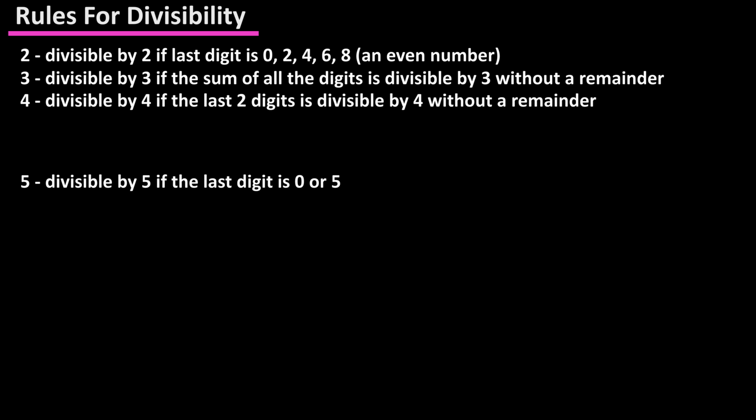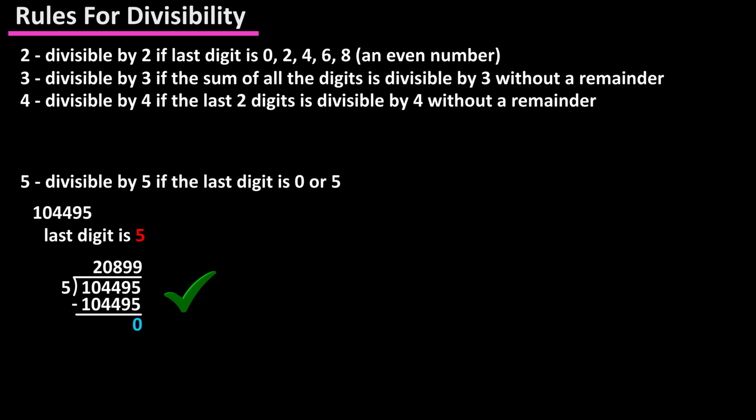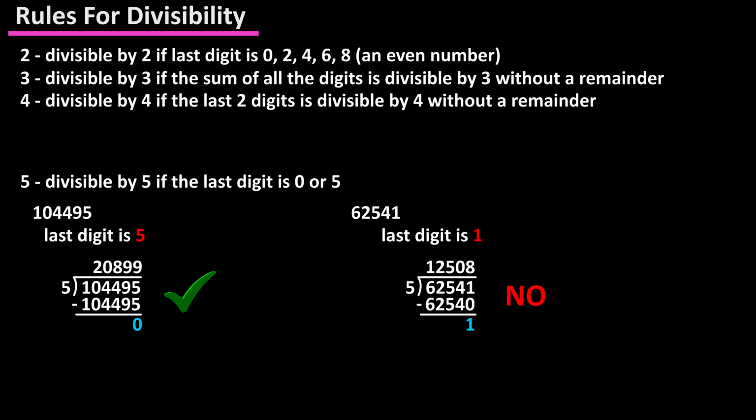A number is divisible by 5 if the last digit is 0 or 5. For instance, the number 104,495. 5 is the last number, so it is evenly divisible by 5. And you can see that here, as it has no remainder. The number 62,541 is not evenly divisible by 5 because the last number is 1.